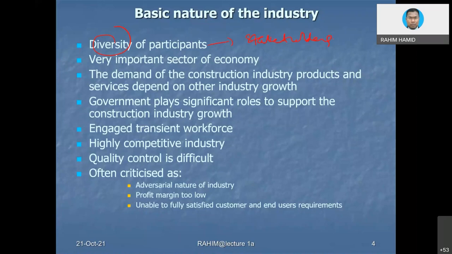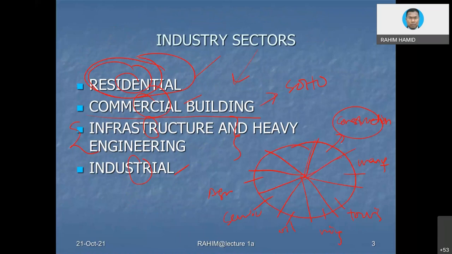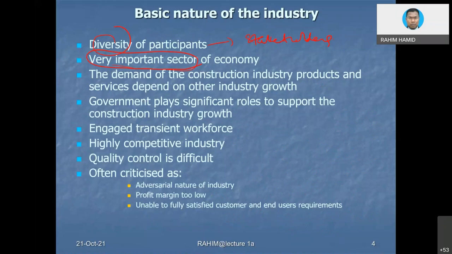Then, a very important sector of the economy. I already showed you, construction is one of the sectors. This is the pie chart, and we can divide this chart into percentages. What do you think is the percentage of the construction industry compared to the other industries' contribution, manufacturing, for instance? If you understand what kinds of industry our economy is made up of, perhaps you will get some idea. But if you never bothered, only now are you going to understand a little bit about what we call the construction economy. Then you understand how important this industry is and how it influences the economy.